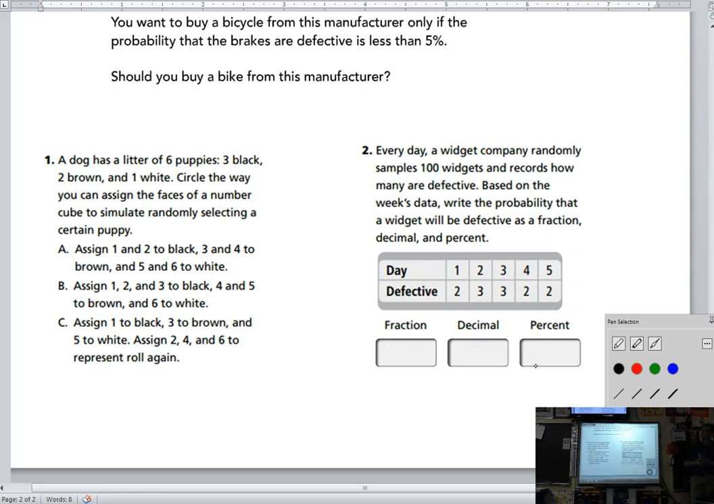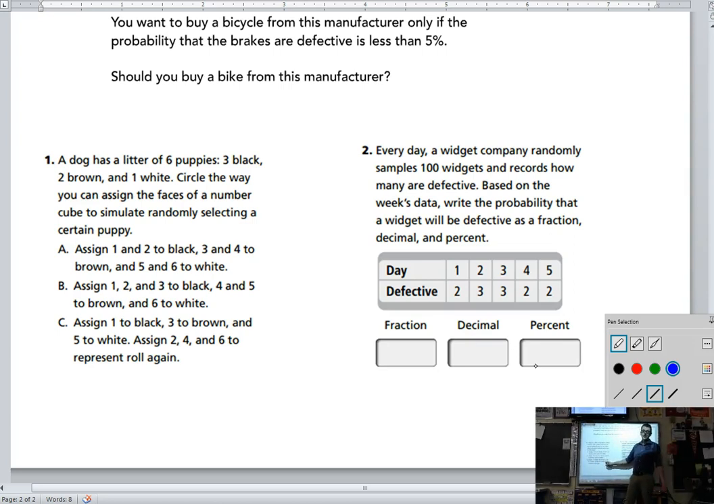Alright, check this out. A dog litter of 6 puppies has 3 black, 2 brown, and 1 white. Circle how we could assign the faces on a number cube to simulate randomly selecting a certain puppy. So who said it's going to be C? So Mr. Hoover, when we look at C, it assigns face 1 to black, face 3 to brown, and face 5 to white. On 2, 4, 6, you roll again. Does that represent the probabilities to match my situation? No. No, because this would give black a 1/6 chance.